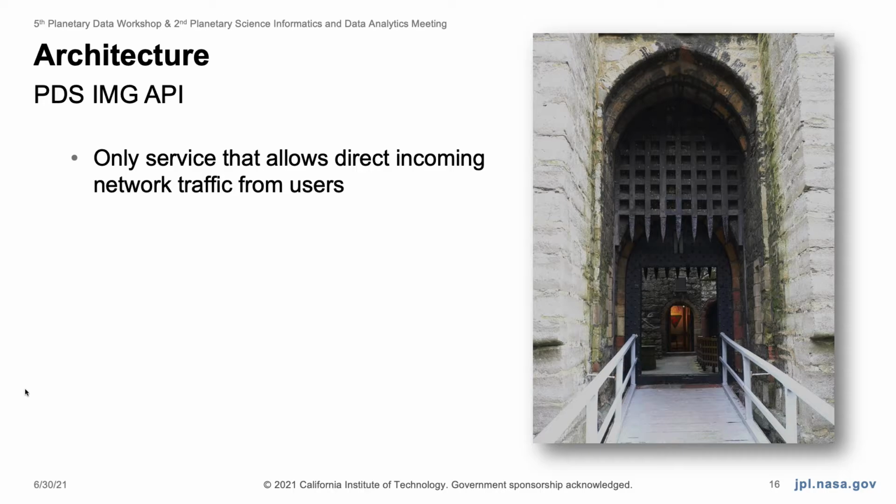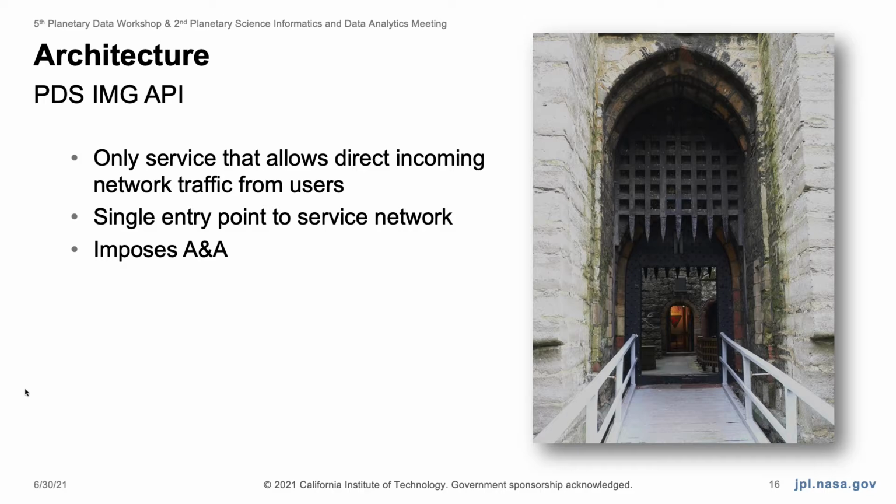So what is the imaging API? Well, you can think of it as a bit of a gate or a portcullis of a castle. It's the only service that lets users interact with our system. So it's the only way to get into the system. And the advantage of that is you're really able to impose authentication and authorization at a single point. You don't have to worry about requiring all the individual components of your system to have this set up. You can just impose it at the entry point and determine at that point what roles a given user has, if any, and then pass that along into the rest of the system.